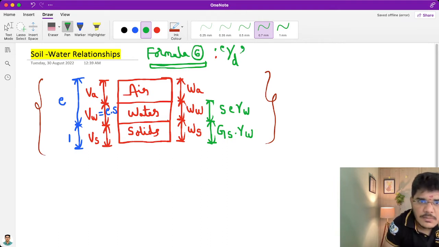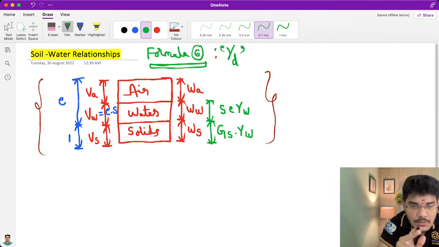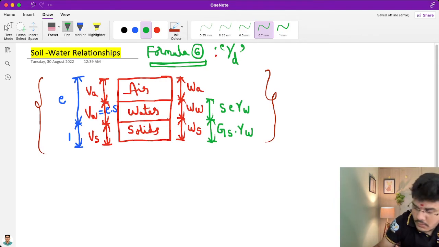This three-phase diagram I explained while deriving e S is equal to Gs into water content w. In further derivations also I will be using this three-phase diagram, and how I have written the weight of water in terms of degree of saturation, void ratio and unit weight of water, I showed in that derivation. So I am not deriving it again and again; we'll directly go to the derivation.